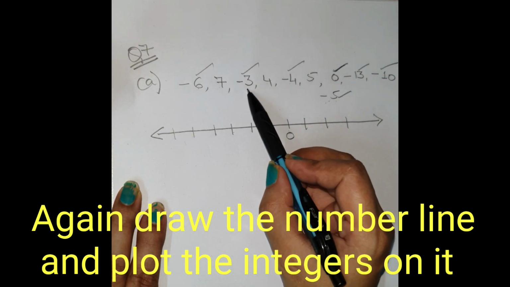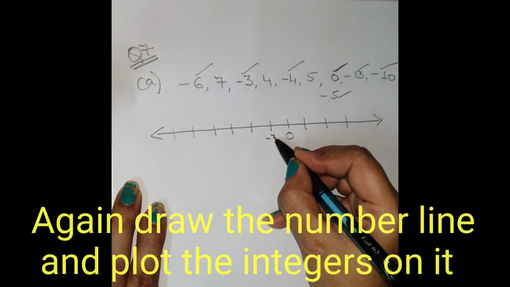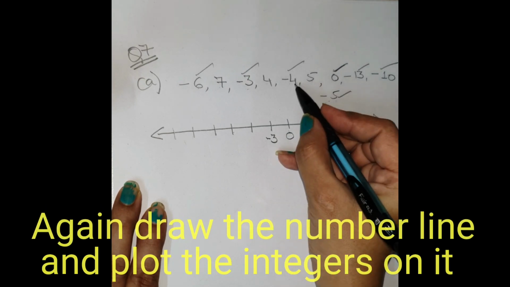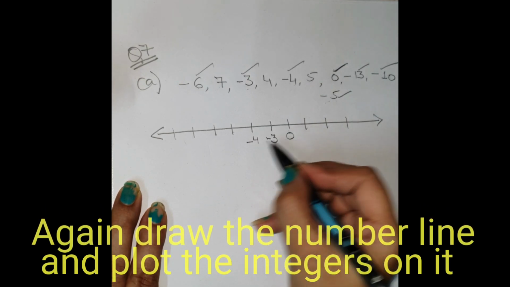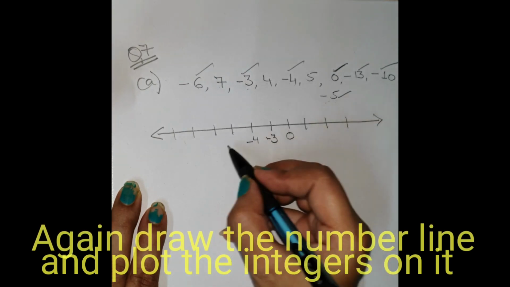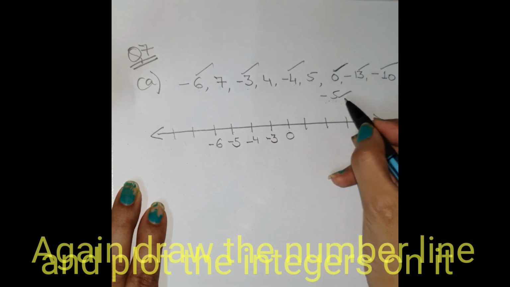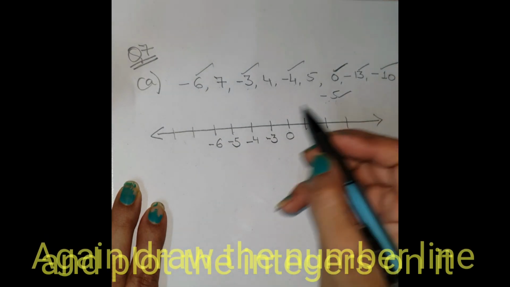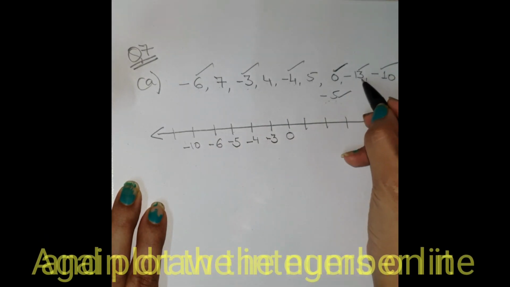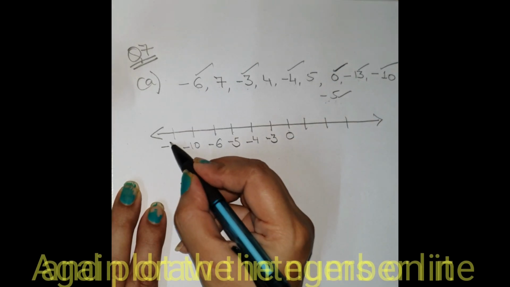So the greatest is minus 3. So minus 3 will come here firstly. Then after minus 3 will come minus 4. According to counting you will move. After minus 4 will come minus 5. Then after minus 5 will come minus 6. After minus 6 will come minus 10. And then lastly it will come minus 13 here.